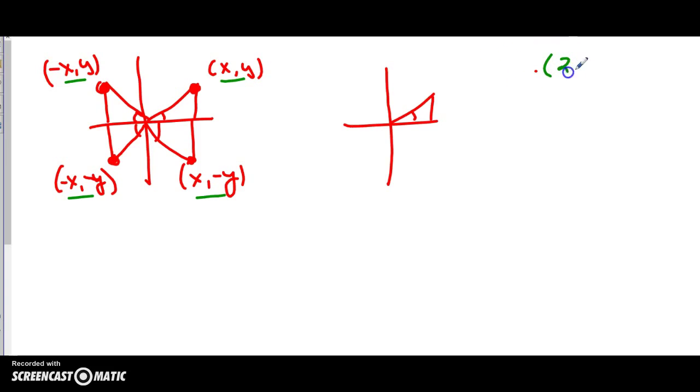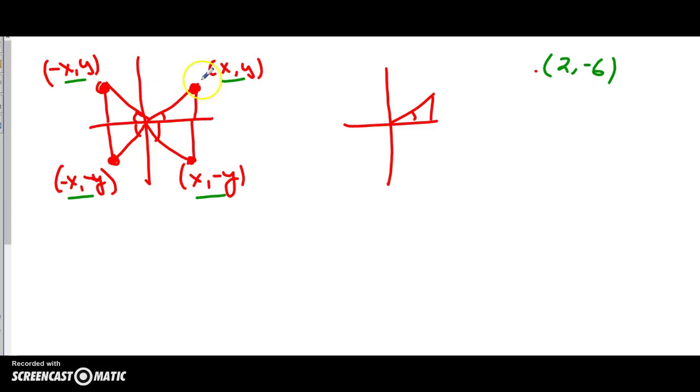So if I have a given point, let's say (2, -6), and I want to figure out what quadrant I'm in, I know you can just sketch it and figure it out, but let's come up with some generalizations here. (2, -6) will take me down to this quadrant here. And you notice that I have a positive x and a negative y. Well, anything with a positive x and a negative y will be down here in the fourth quadrant.